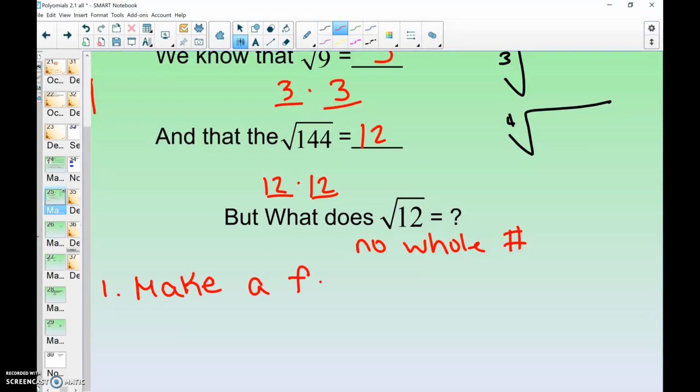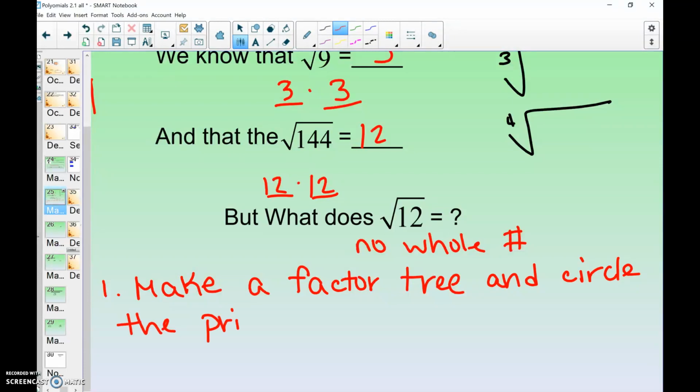In your notes, you have one step to fill in, and it's that our first step is we make a factor tree, hearkening back to middle school when you learned that, and circle the prime numbers. So that goes in your very first blank under the steps section of our notes.